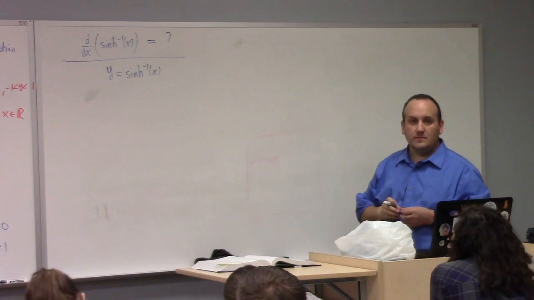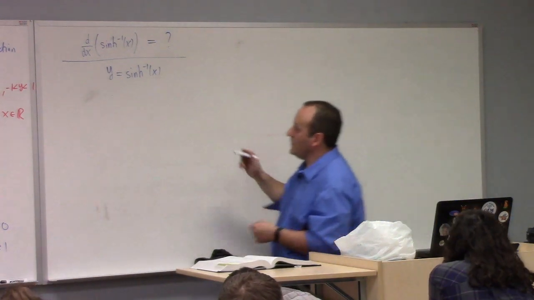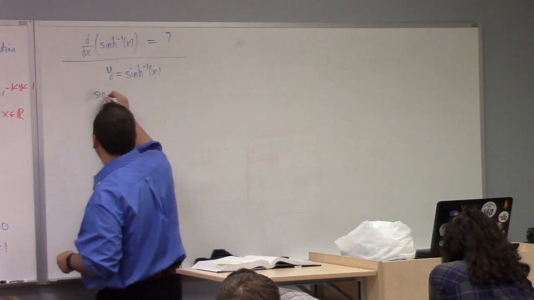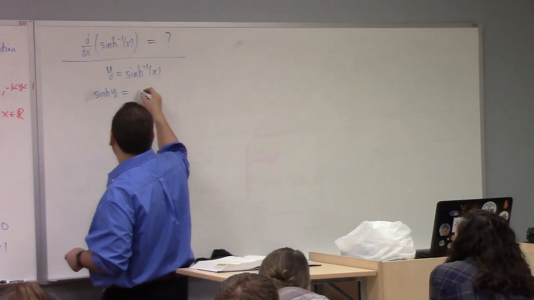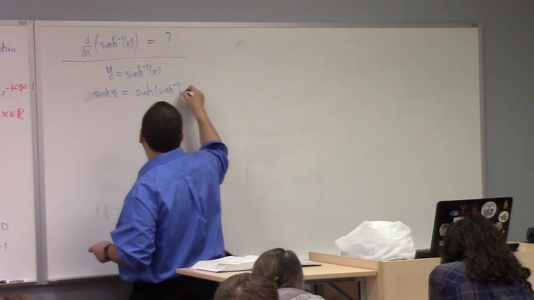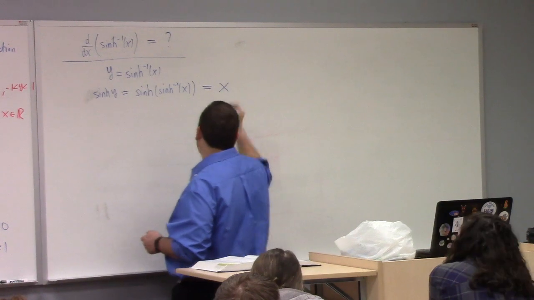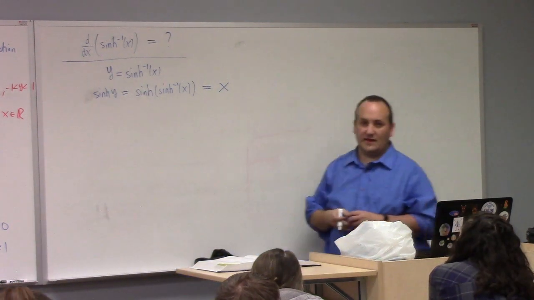And then what I do is I take the sinh of both sides. So sinh of y is equal to the sinh of the inverse hyperbolic sinh of x, which is just what? That's just x again, right?